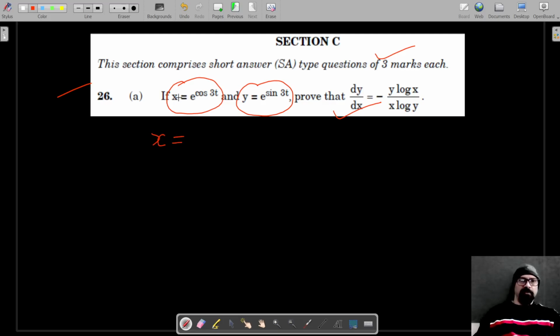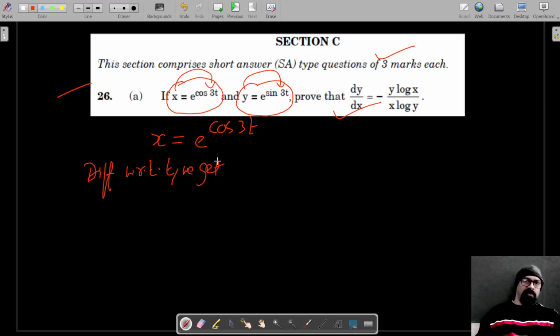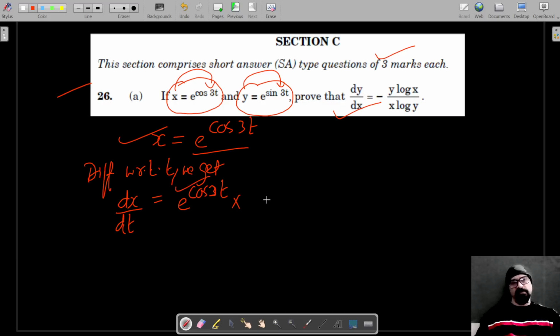Because both these functions are defined in terms of t, we are going to differentiate with respect to t. Differentiating x with respect to t, we get dx by dt, and the differentiation of e raised to the power cos 3t is e raised to the power cos 3t. Differentiation of cos is negative sine 3t, and differentiation of 3t is 3.